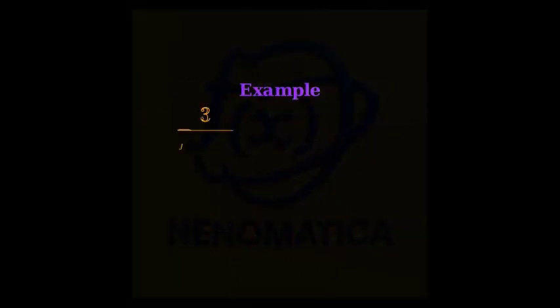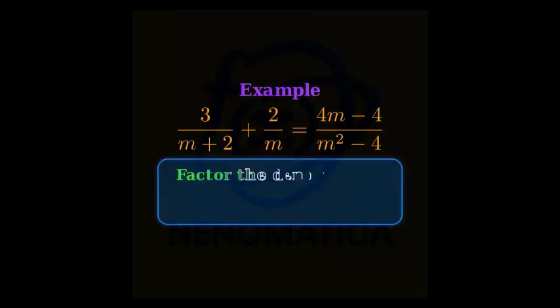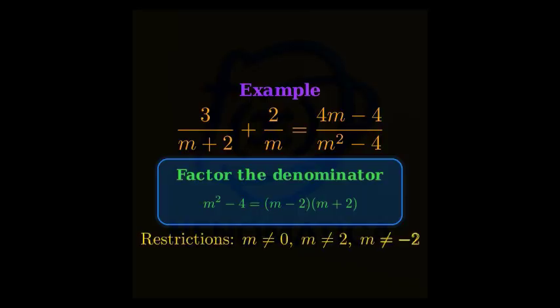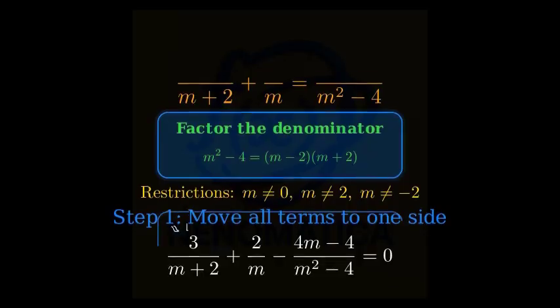Here is our example in bold orange. First, identify values that make a denominator 0. Notice m squared minus 4 factors into (m minus 2)(m plus 2). So the domain excludes m equals 0, m equals 2, and m equals -2. Step 1. Move every term to one side, so the equation equals 0. We'll subtract the right side from both sides.